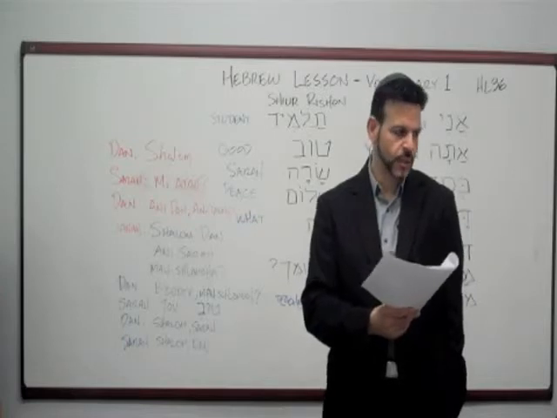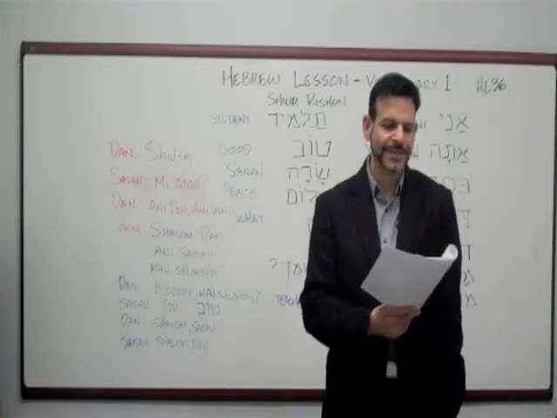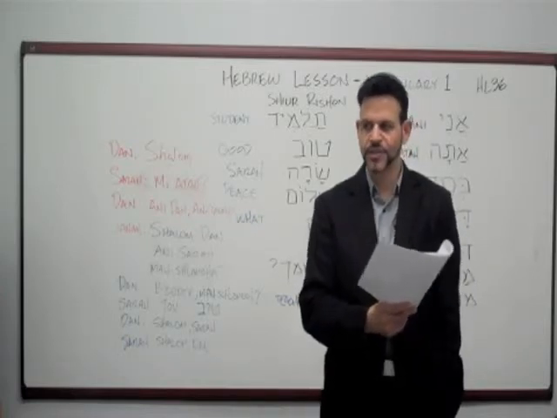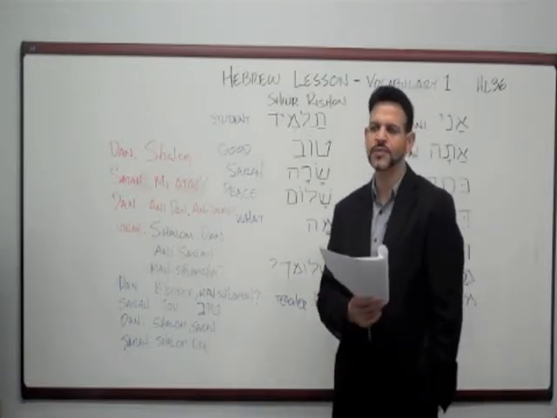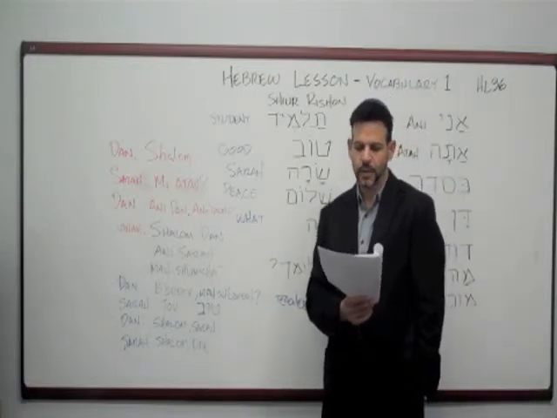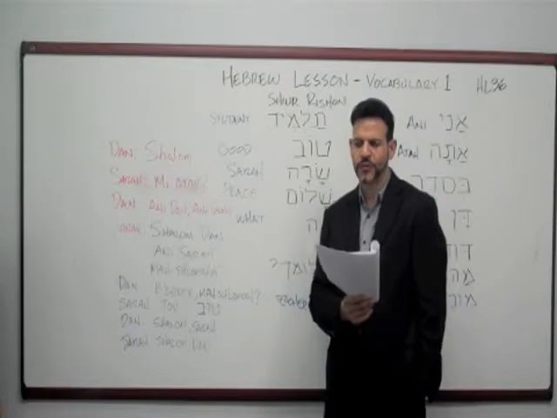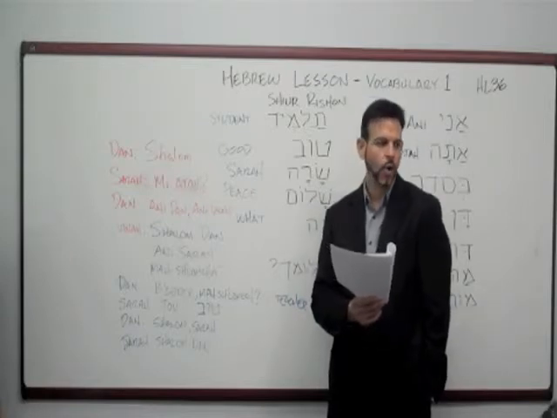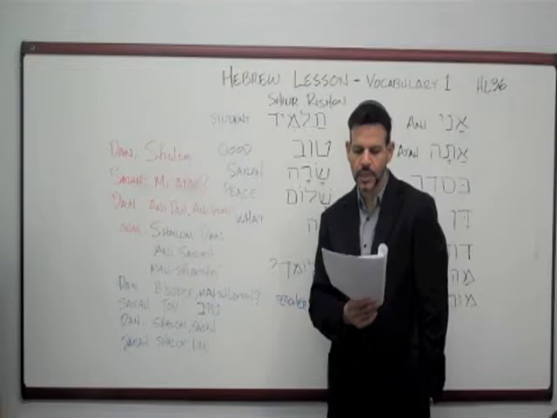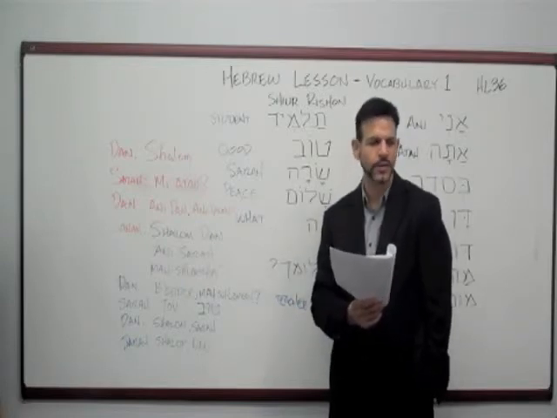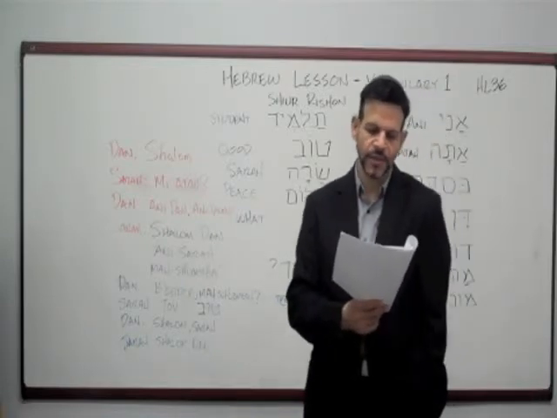So how do I say student? Talmid. How do I say the student? Hatalmid. Not talmidim, that's students. So if I say student, it's what? Talmid. What do I add to the word talmid as a prefix? Ha, or the letter hey with the ah sound. So I add ha to it and it becomes what? The student. Hatalmid, the student.